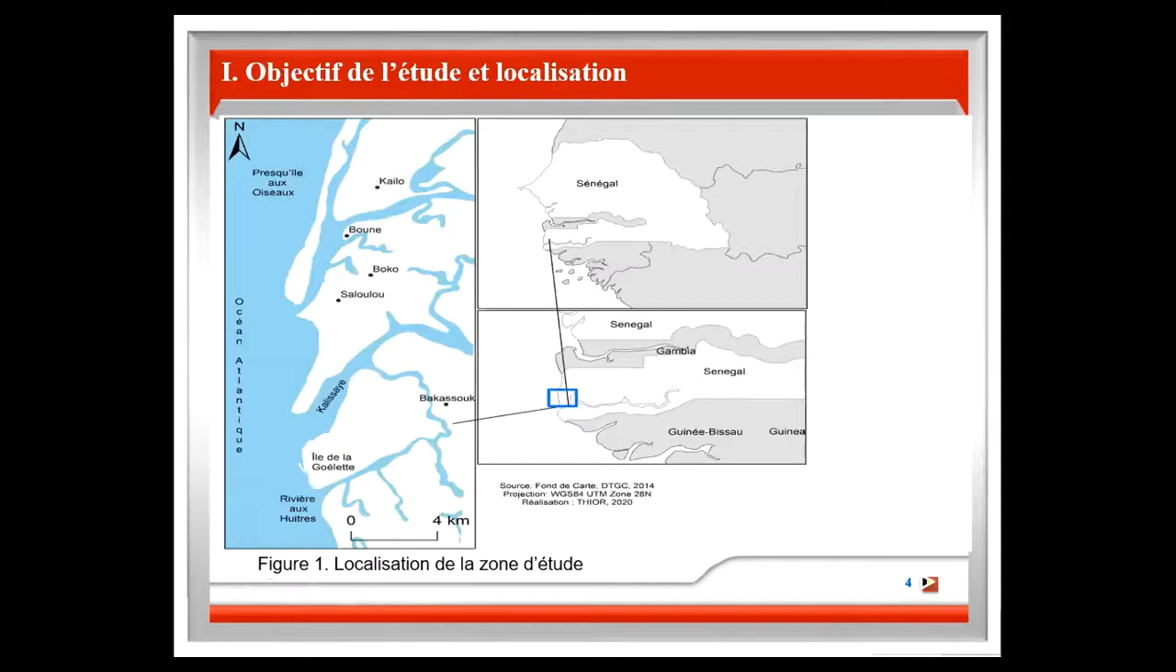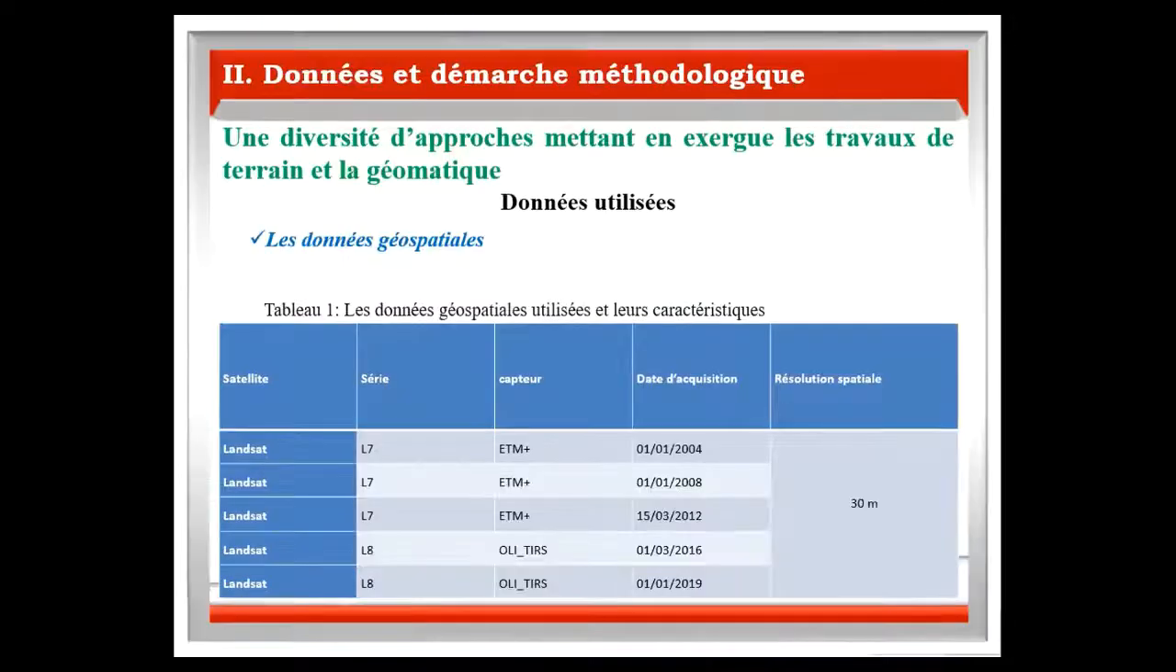Alors, la zone d'étude se situe au Sénégal, notamment à l'extrême sud-ouest de ce pays, c'est-à-dire la Casamance. Elle est limitée au nord par la Gambie, et au sud par la République de la Guinée-Bissau. Comme données et méthodes, il s'agit de mettre en place une approche mettant en exergue, comme je l'ai dit tout à l'heure, des travaux de terrain, mais aussi de l'analyse spatiale, c'est-à-dire de la géomatique.